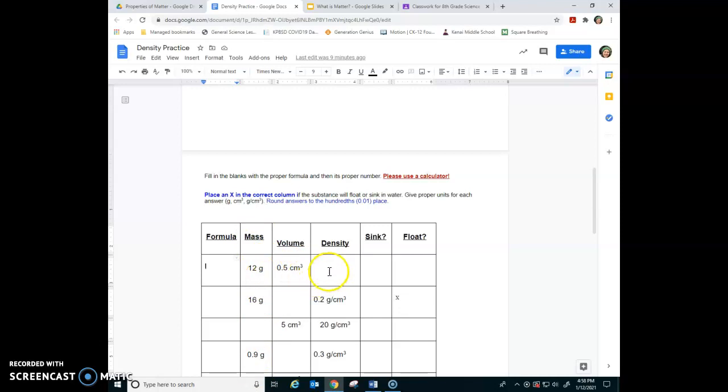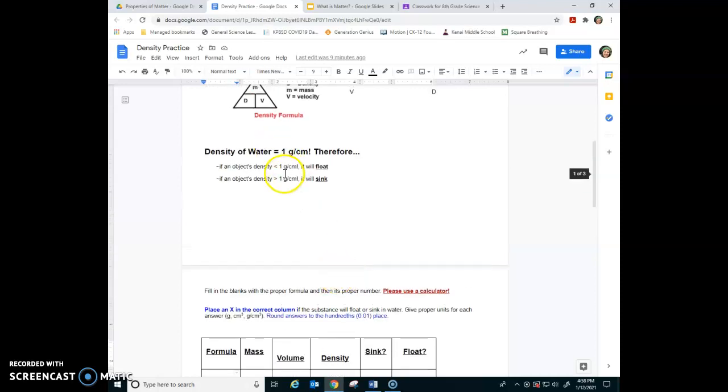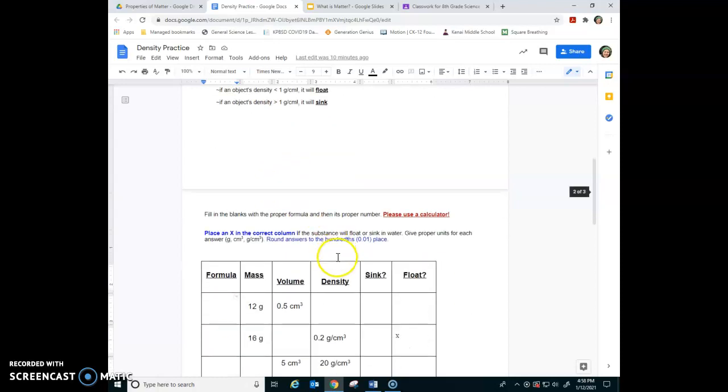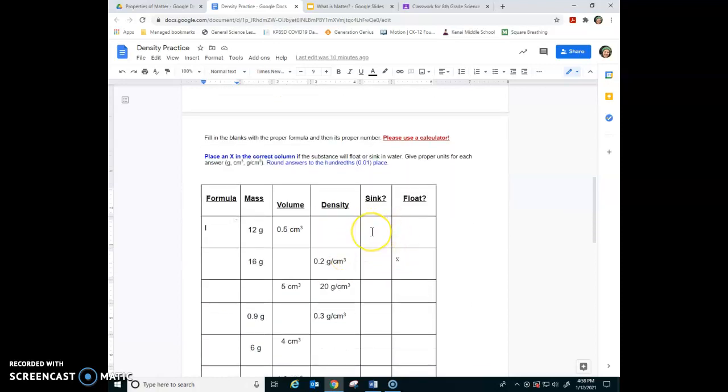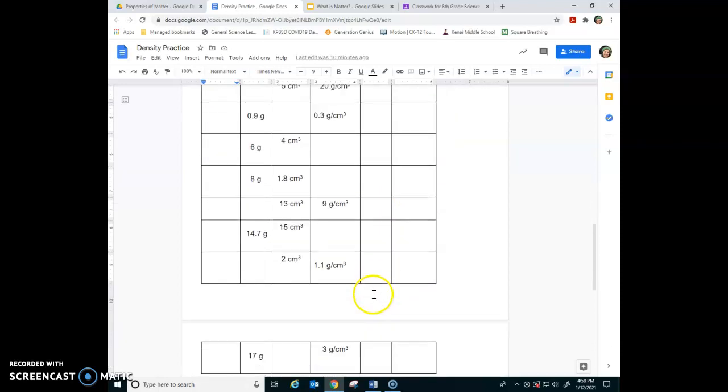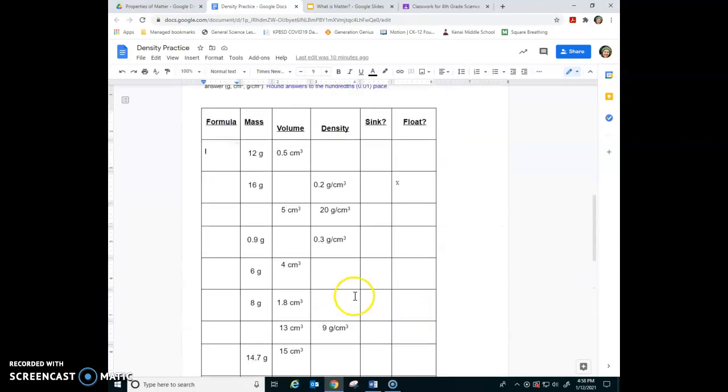Capiche? So if my density is 24 grams per cubic centimeter, is that greater than 1? I hope you know that 24 is greater than 1. This will definitely sink, so you're going to put an X in the sink box. You will only have an X in either this or that, not both. Okay? If you need to, you can round to the nearest hundredths place. And that's about it. You have, I think, 10 of them on there.